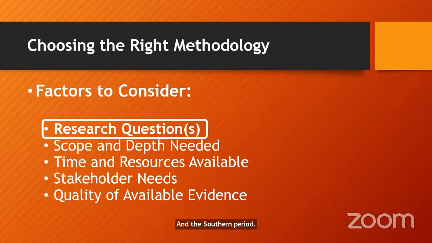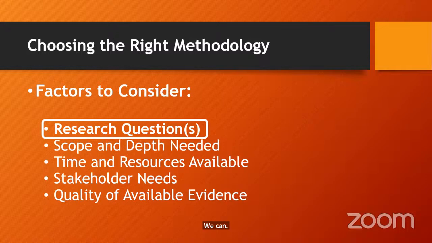So now I will discuss this 5 point. So which one to choose? We need to consider these 5 factors: research question, scope and depth needed, time and resources available, stakeholder need, and the quality of available evidence. On the basis of this, we can choose the right method.